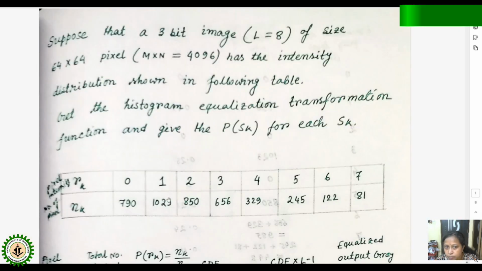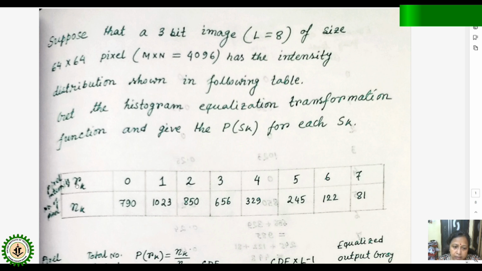Now there is one example I will discuss. Suppose that a 3-bit image, here the L value equals 8, of size 64 by 64 pixels has the intensity distribution shown in the following table. Get the histogram equalization transformation function and give the probability of Sk for each Sk.